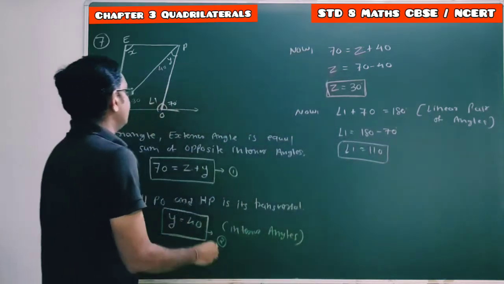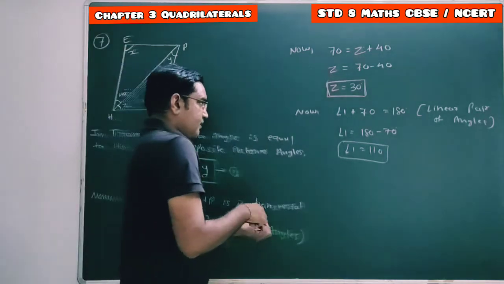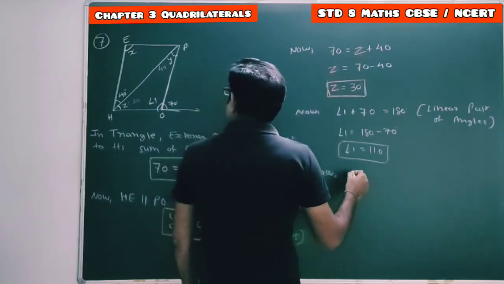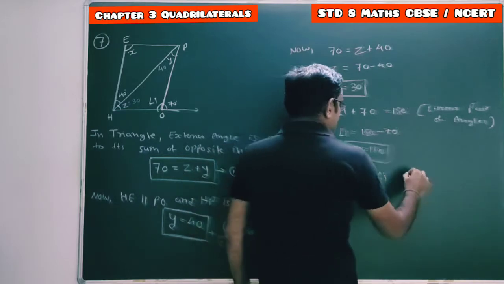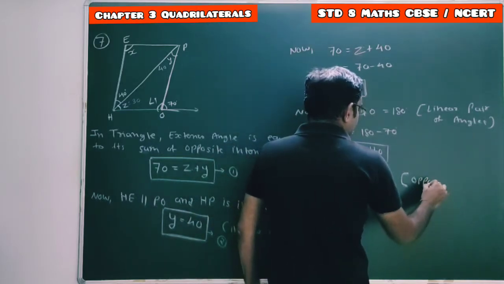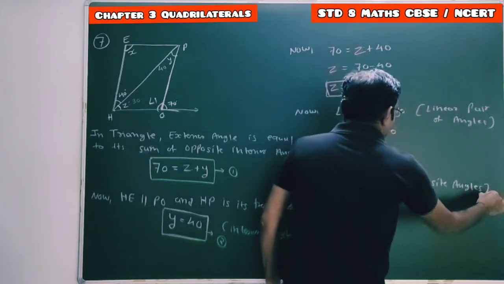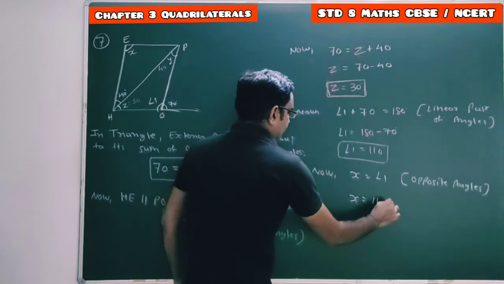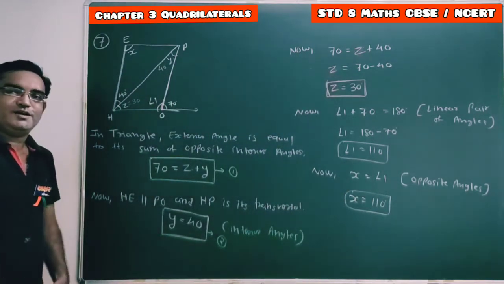Angle 1 is 110. So angle 1 and angle x are equal, and the reason is they are a pair of opposite angles of a parallelogram. So here we can say x equals angle 1, that is opposite angle, a pair of opposite angles of a parallelogram, and hence x equals 110. Clear students? So pause this video and note it down.